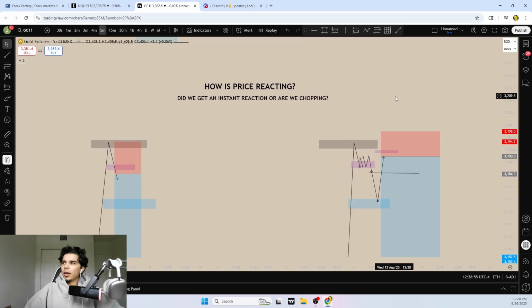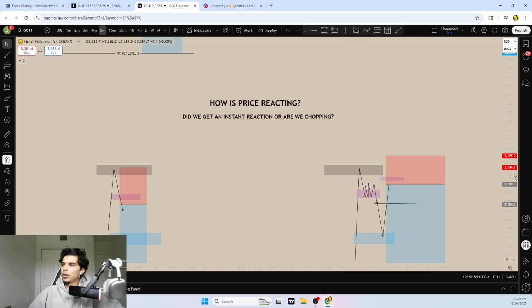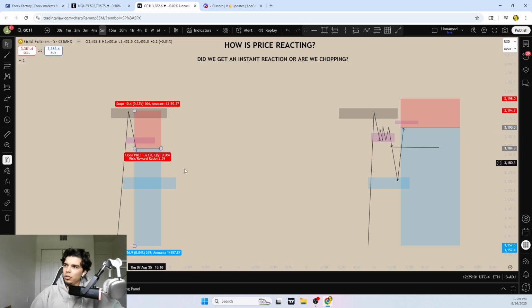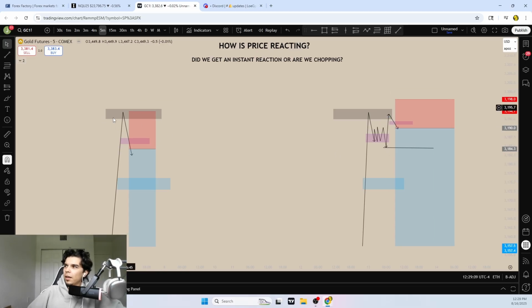And then just like I just mentioned, how is price reacting off of the key level, right? We hit a key level. Do we get an instant reaction or do we start to chop around, right? So give me 1 second. So if price hits a key level and we get an instant reaction, right, inversing this whatever fair value gap it is, whether it's a 1 to 5 minute with speed, then we can go ahead and enter.